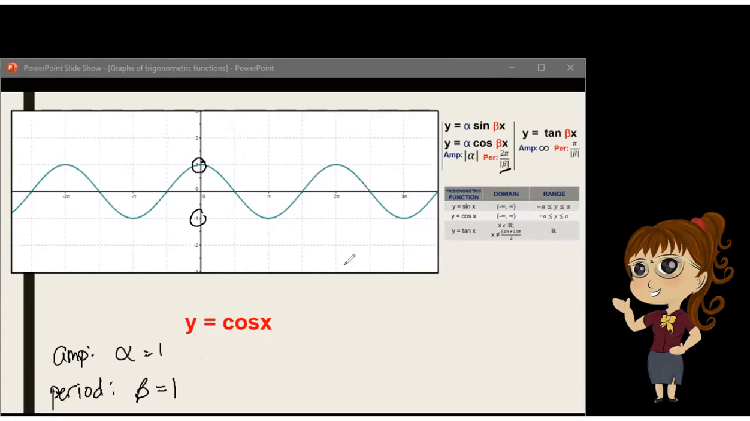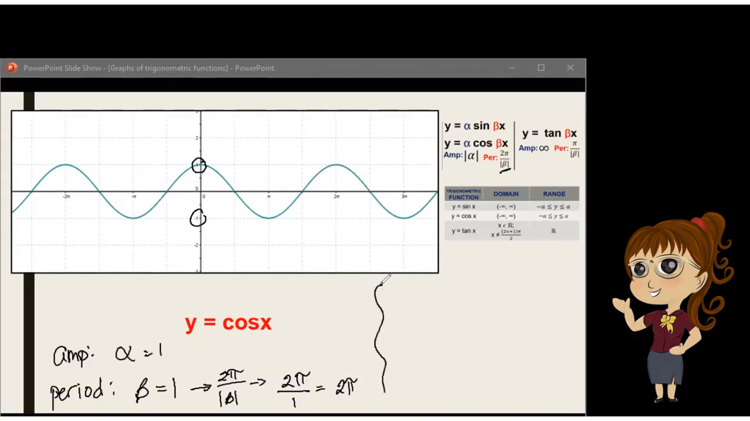And then we substitute to the formula for the period. We have 2 pi over the absolute value of beta. So we'll have 2 pi over 1. Or simply, if we get the lowest term, let's ask Jomari, what will now be the value for our period? 2 pi. Correct. This is 2 pi.